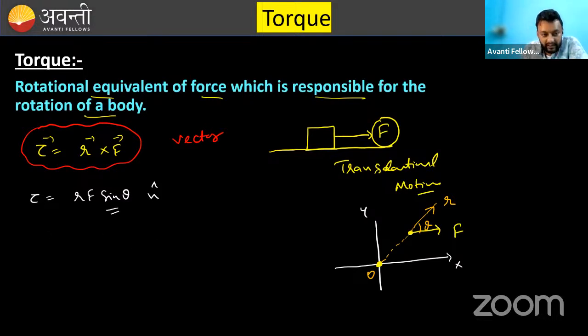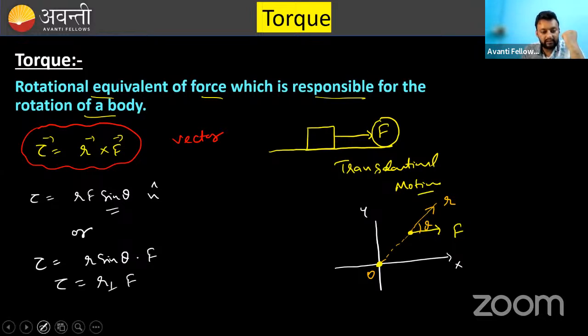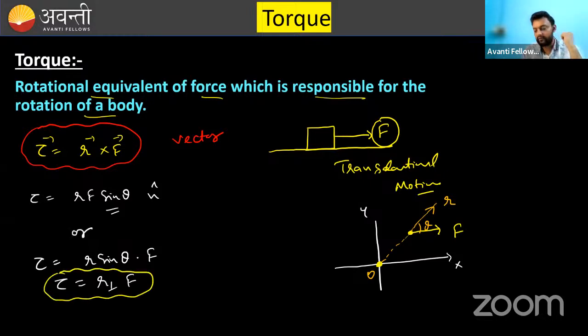Now, it can also be written as tau is equal to R sine theta into F. This R sine theta is nothing but the perpendicular distance, or you can say R perpendicular into F. This is the most important relation that you should remember. Tau is equal to R perpendicular into F. I will tell you how it is used, so don't worry about that. But the basic formula is tau is equal to R cross F, or R F sine theta.